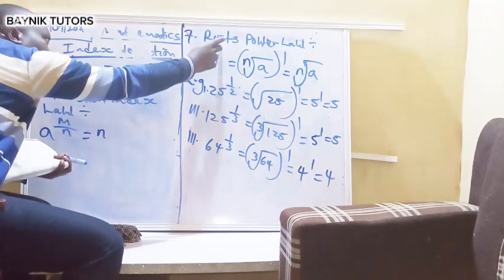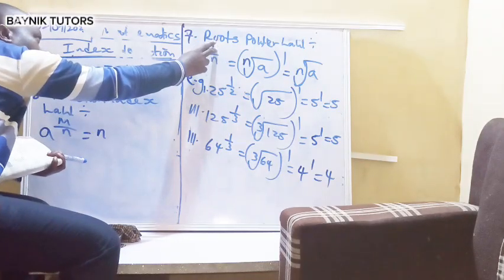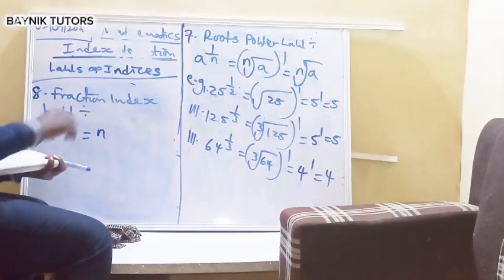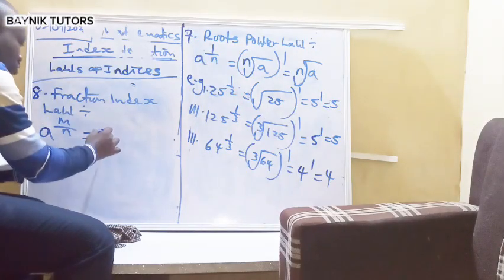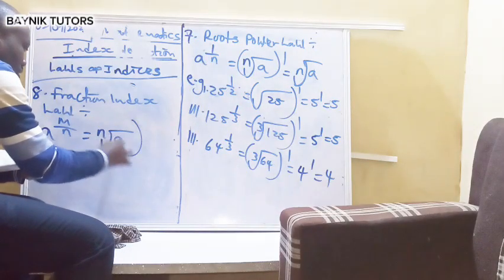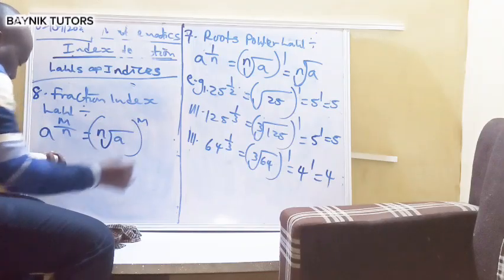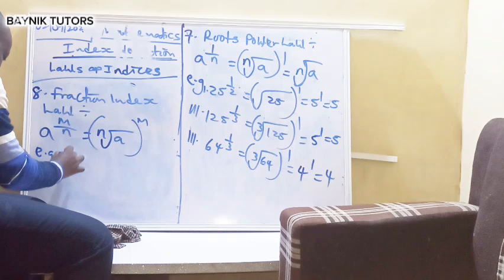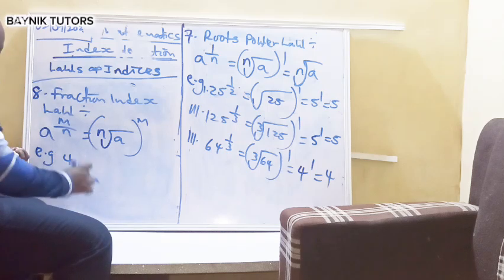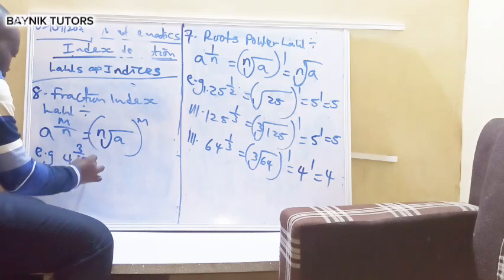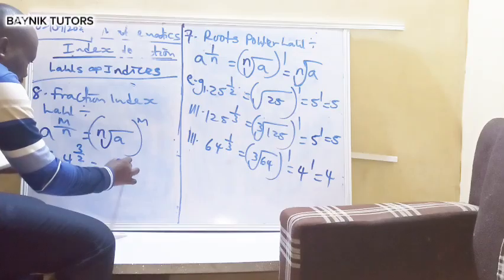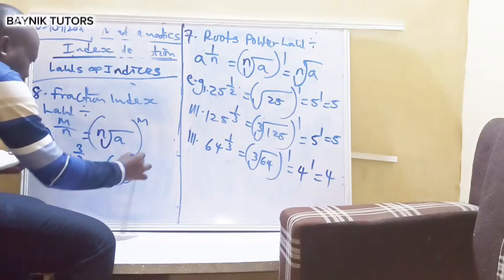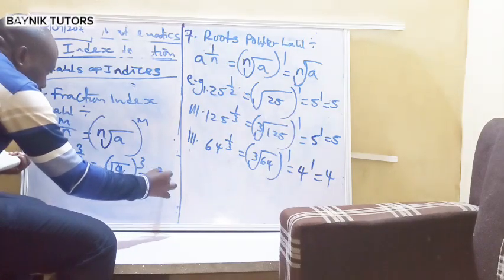The numerator of the power is 1, and the denominator of the power is more than 1. That's of the variable. Here will still be n root a raised to power m. For example, imagine we have 4 raised to power 3 over 2. That's root 4 raised to power 3, and that's 2 raised to power 3, which is equal to what?